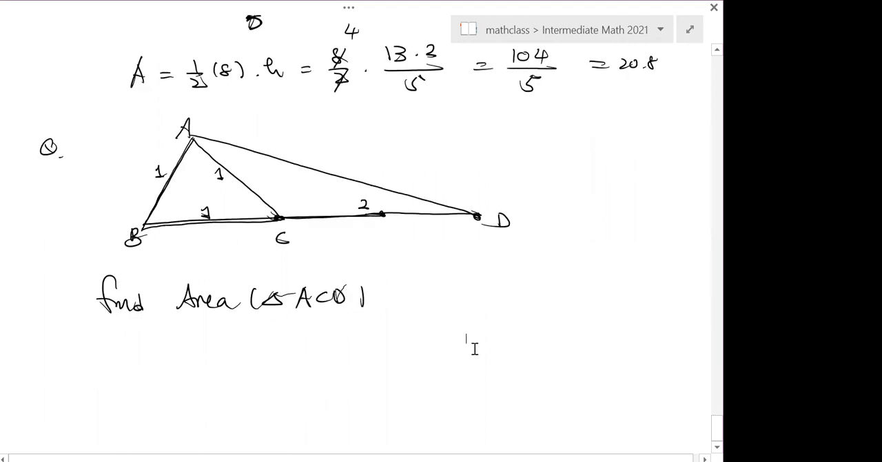Now, AD is not given, so you cannot even use Heron's formula to find the area of that triangle. What should you do? I give you 1 minute. Think about it.